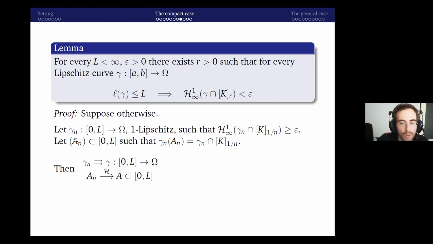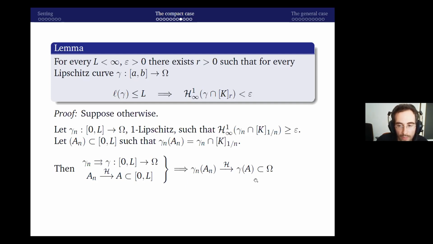Then we can pass to a subsequence such that these curves converge uniformly. This is just the Arzelà-Ascoli theorem. We can also choose a subsequence such that these sets converge in the Hausdorff metric, because the hyperspace of this compact interval is also compact. Combining these two, we get that the corresponding images also converge in the Hausdorff metric. Here, the convergence is in the hyperspace of omega.